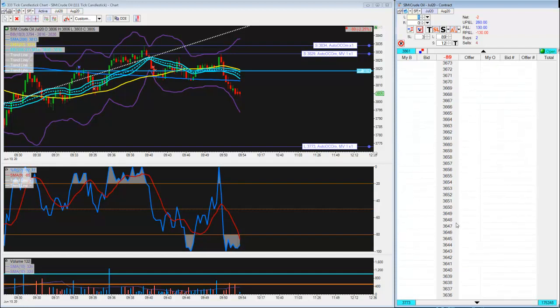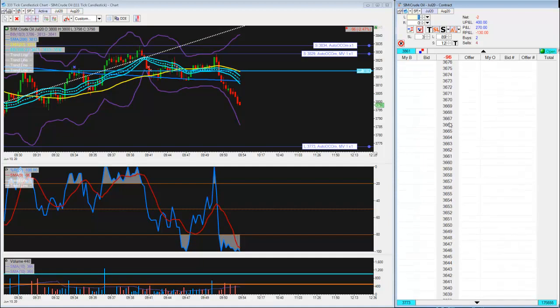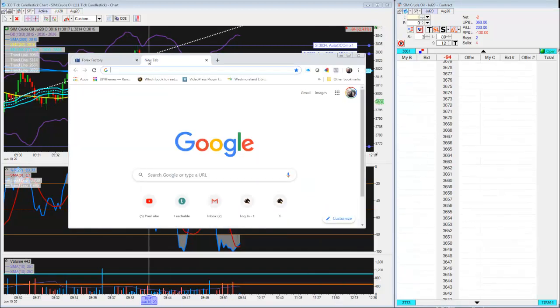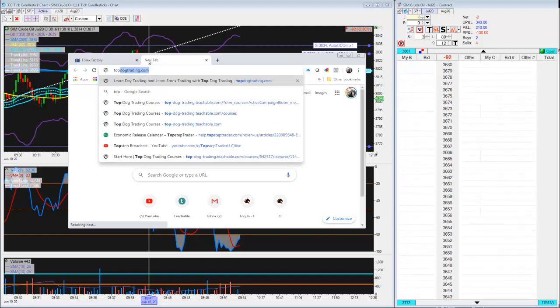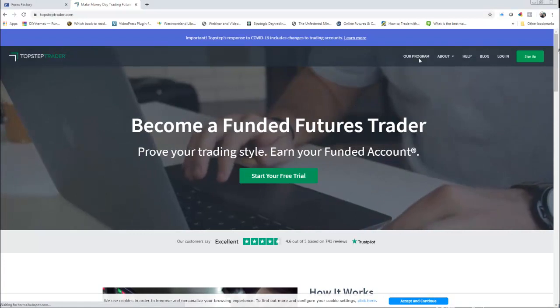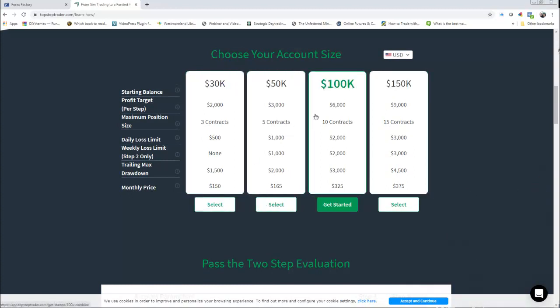You know, one of these days I might go after the $100,000 account. I still think you have a stop loss on that one though. So I can trade my tortoise and hare strategy. So you have a 2,000 daily loss limit and a weekly, oh, only step two only. Trailing max drawdown is 3,325. And I would only trade two contracts in that though.